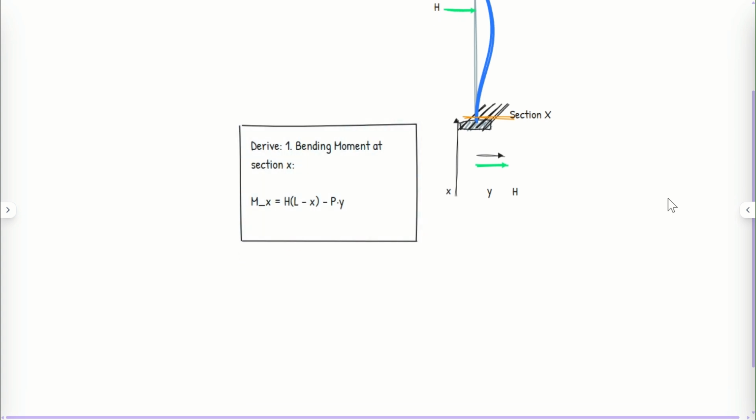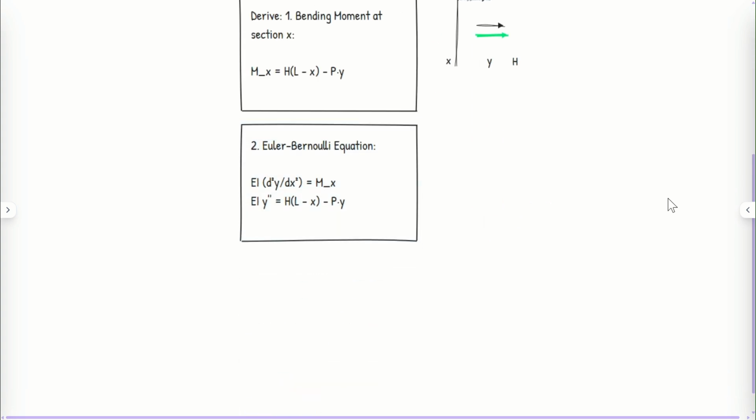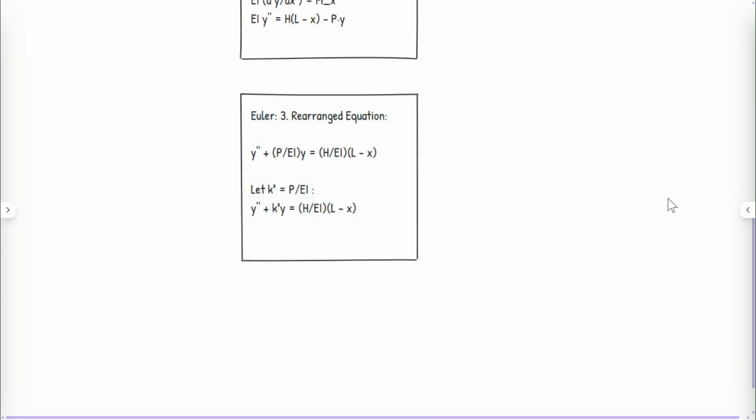The internal bending moment at this section is calculated by summing the moments from the reaction forces above it. This moment consists of the horizontal reaction H times its lever arm, minus the load P times the lateral deflection Y. Using the Euler-Bernoulli beam theory, we equate this bending moment to the flexural rigidity, EI, times the second derivative of deflection. We can rearrange this into a standard second-order linear differential equation, substituting k squared for P over EI.